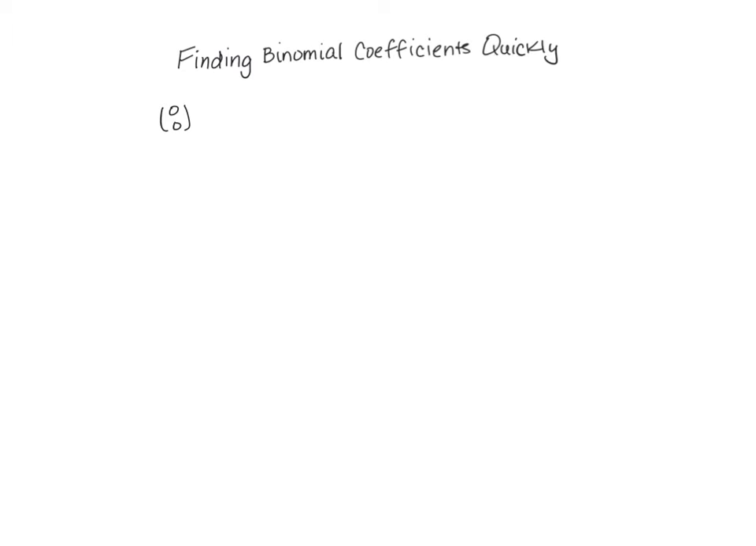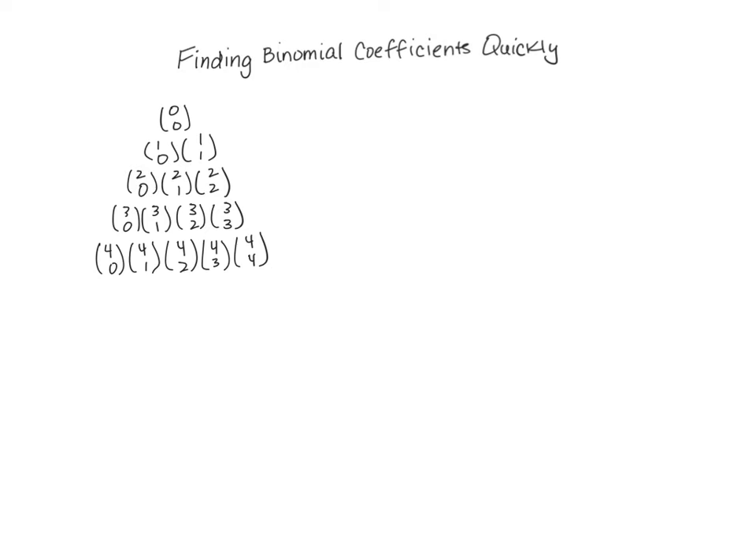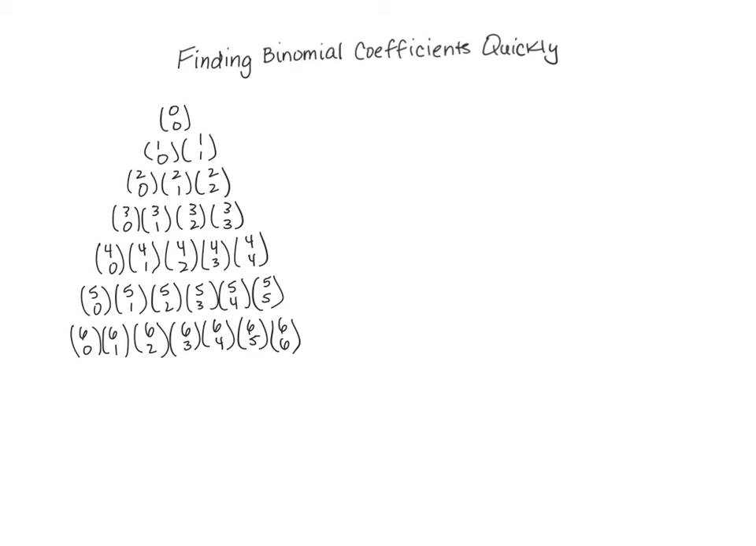If a binomial was raised to the 0th power, you would have 0 choose 0 as the coefficient. If the binomial is raised to the first power, then we would have coefficients 1 choose 0 and 1 choose 1. If the binomial is raised to the second power, we would have coefficients 2 choose 0, and then you'd have 2 choose 1, and then you have 2 choose 2. A binomial raised to the third power would have these coefficients, and so on. Each line represents a different power of n that we've raised the binomial to.